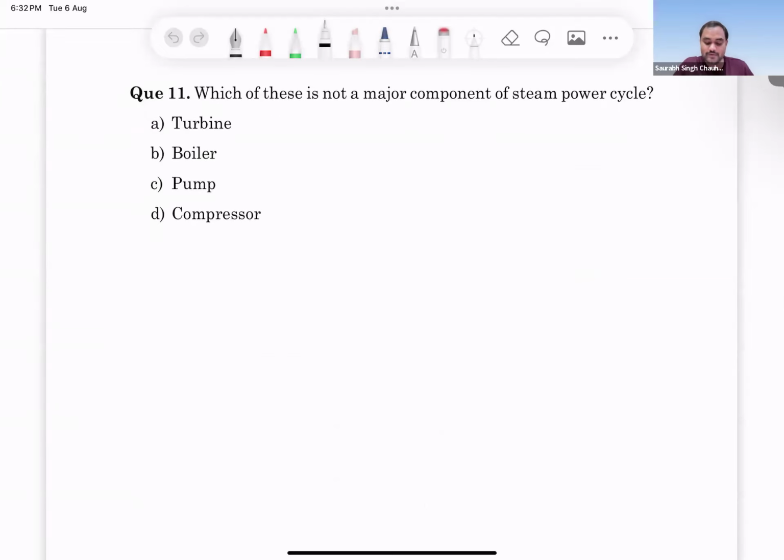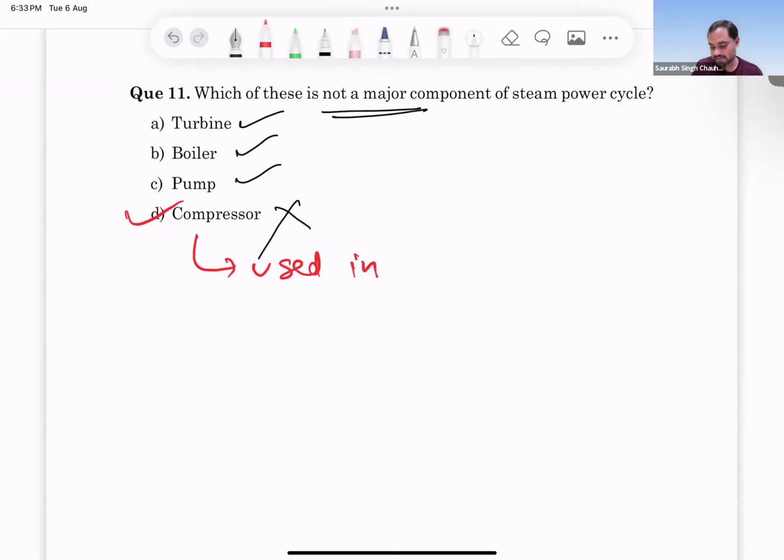Question 11. It says, which of the following is not a major component of a steam power cycle? We have discussed the components of a steam power cycle. There are four components: boiler, pump, condenser, and turbine. So which of these is not a major component? Turbine is a component, boiler is a component, pump is a component, compressor is not a component. Compressor is used in gas power cycles, not in the steam power cycles. So part D should be the correct option.